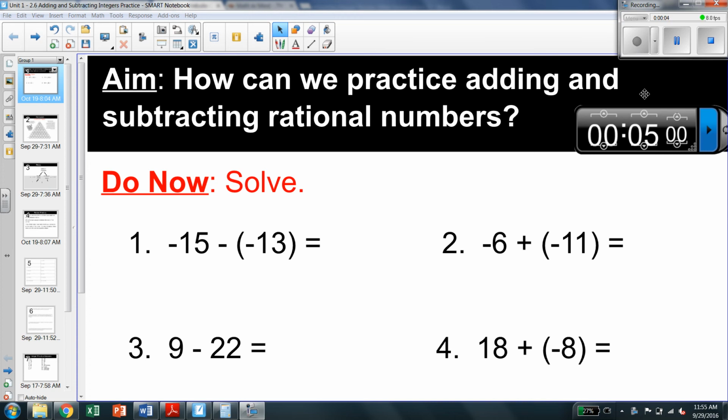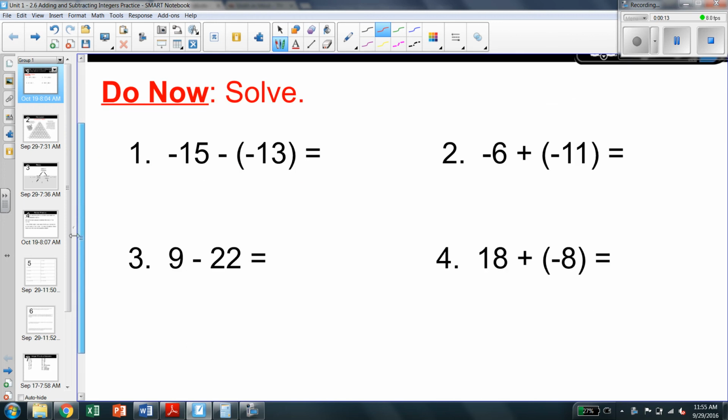Today we are going to practice adding and subtracting positive and negative numbers. So let's take a look at some problems that we have right here. This first one says negative 15 minus negative 13. There are a couple different ways to do this problem.